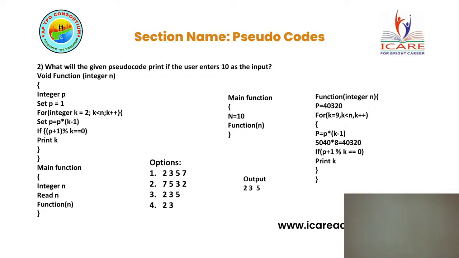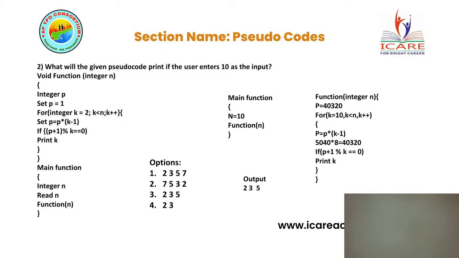So again we are checking the condition p plus 1 modulo k is equal to 0. So 40320 plus 1, 40,321 divided by 9. So again it gives some decimal values. The condition is false. And k plus plus, k is equal to 10. So we have n value as 10. So 10 less than 10, condition is false.